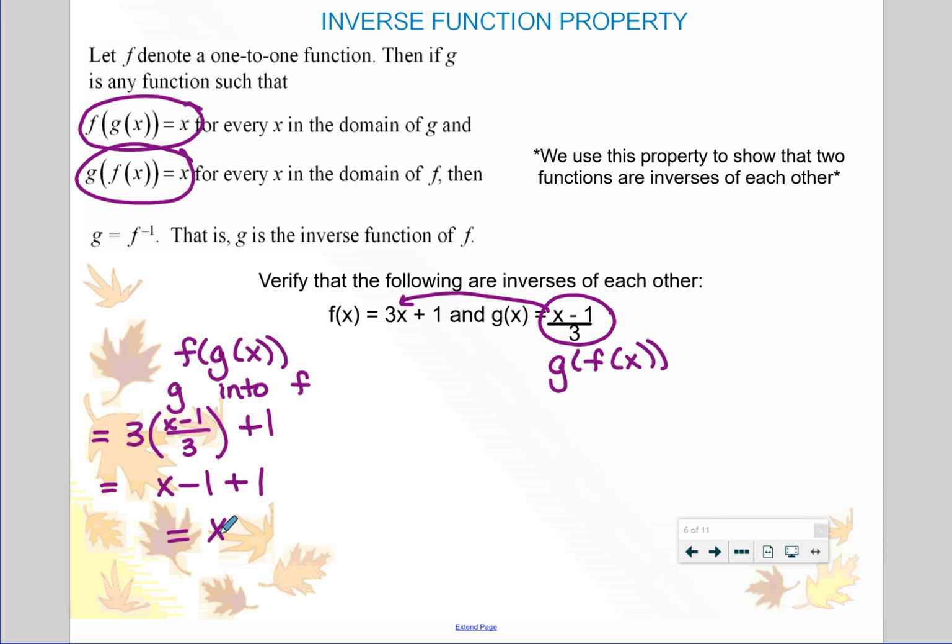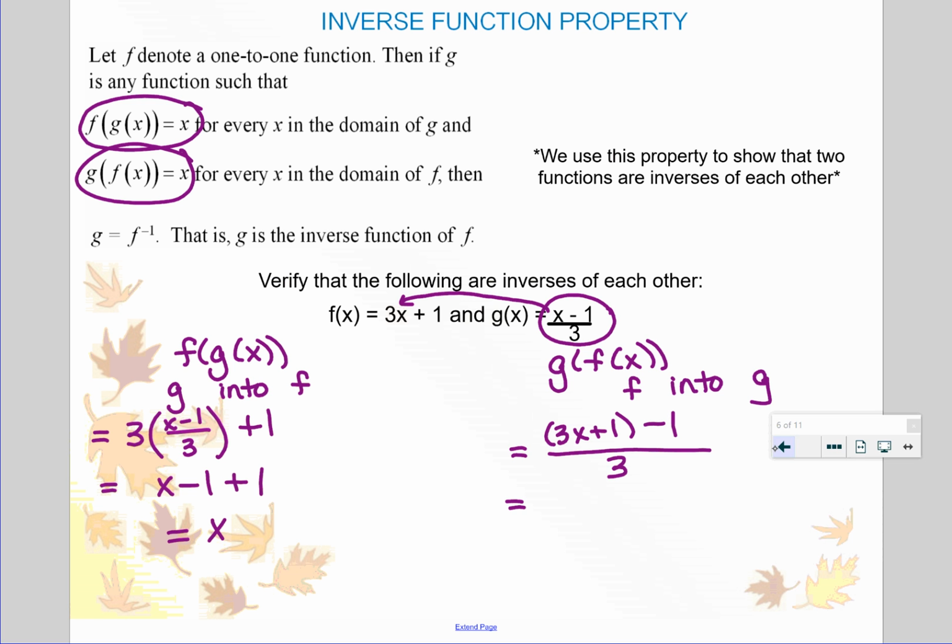I wouldn't need to go on with the proof. Let's do the second one. The second one is f into g. If I plug f into g, that's going to look like a big fraction. 3x plus 1 minus 1 in the numerator, 3 in the denominator. What cancels first? The 1's cancel first, so that would leave me with 3x over 3, and then the 3's cancel, and I'm left with x. Okay, so I got x both times.